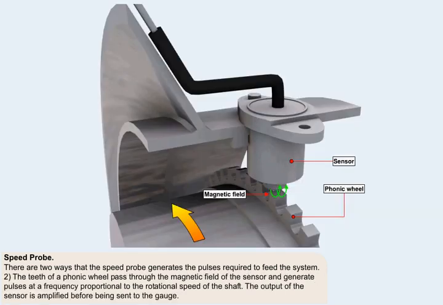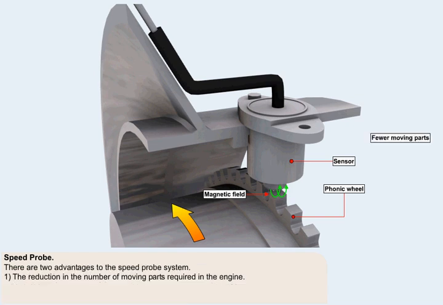The second system uses a phonic wheel, which is part of the compressor shaft. The teeth of the phonic wheel pass through the magnetic field of the sensor, and thus generate pulses at a frequency which is proportional to the rotational speed of the shaft. The output of the sensor is amplified before being sent to the gauge.